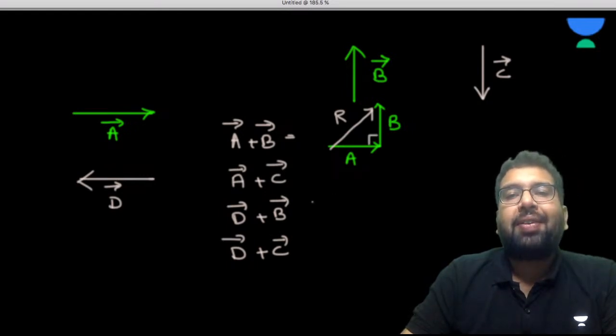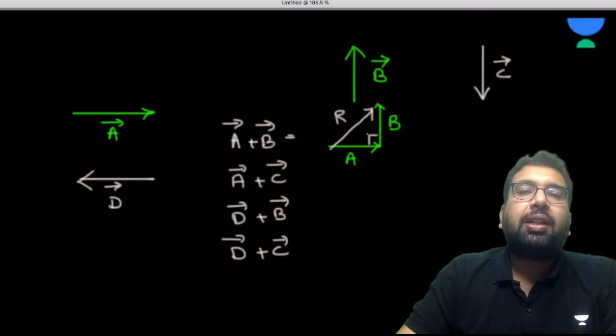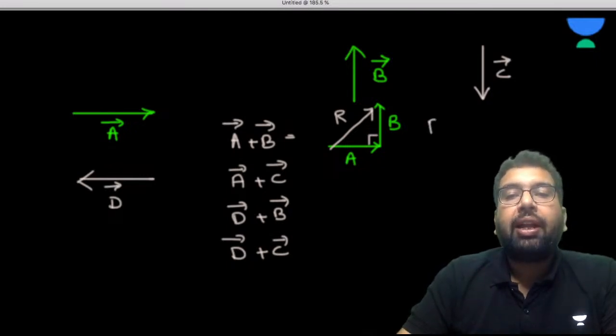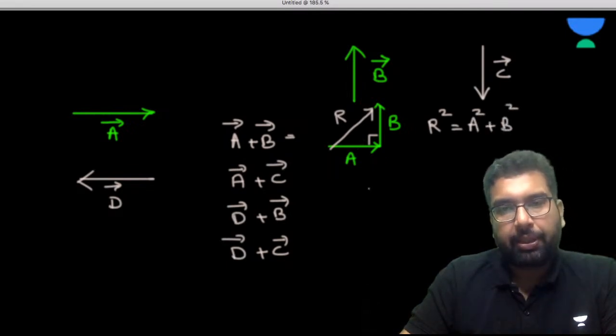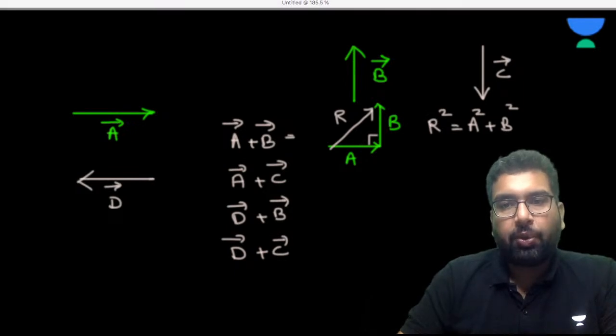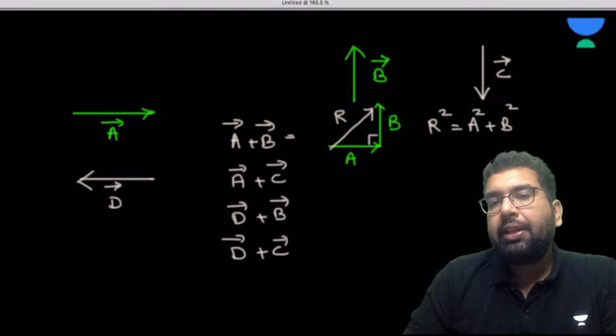This is a right angle triangle. So you can use the algebra of a triangle. Can we write R square is equal to A square plus B square? Isn't it? Please answer me. Very easy to use in the case of right angle triangle. And this is, let's suppose, theta.